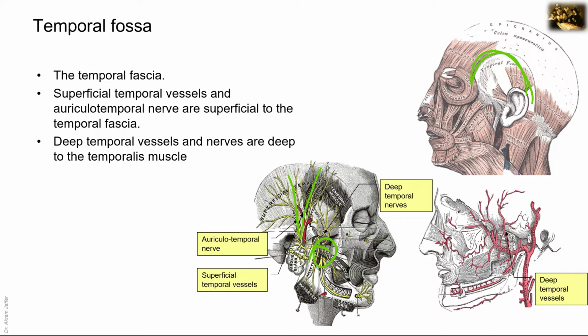And deep to the muscle, which is located in the temporal fossa, there are the deep temporal vessels, as well as nerves. The nerves supply the muscle, the temporalis, and the arteries, as I said, are located deep to the muscle. The deep temporal arteries are branches of the maxillary artery, which is the artery of the infratemporal fossa.